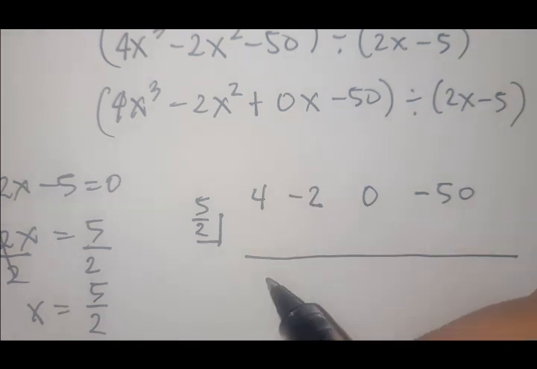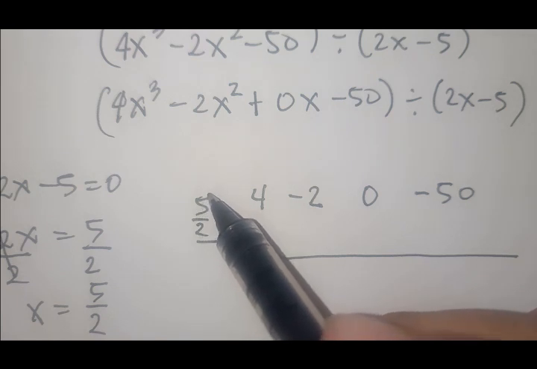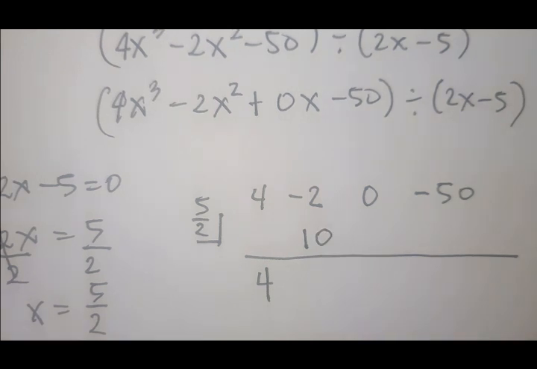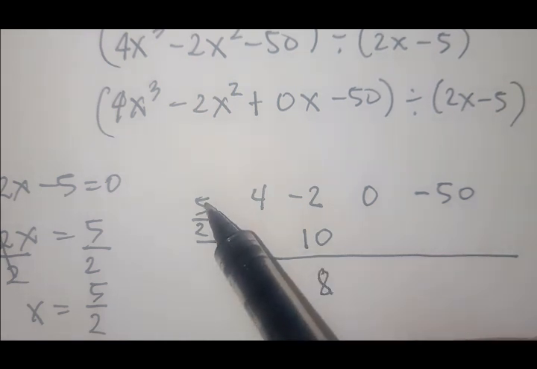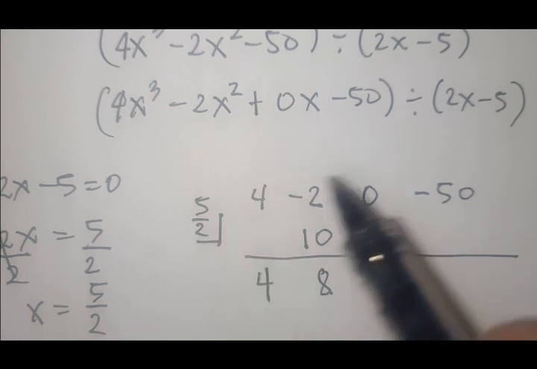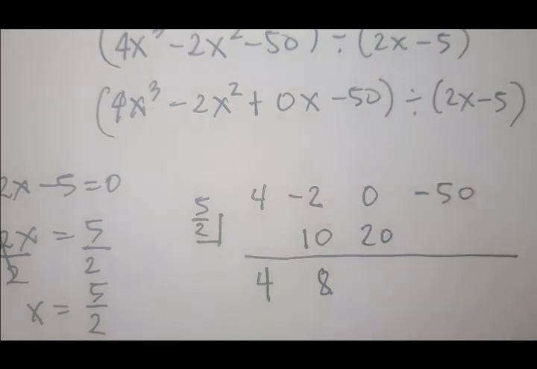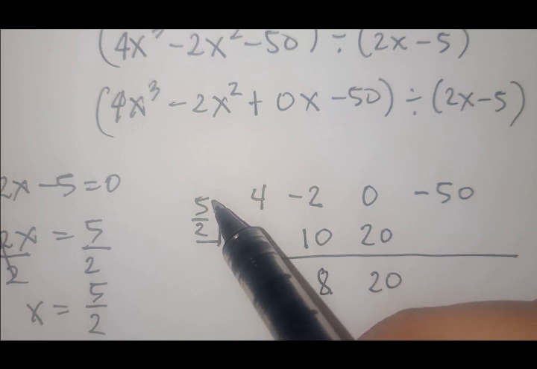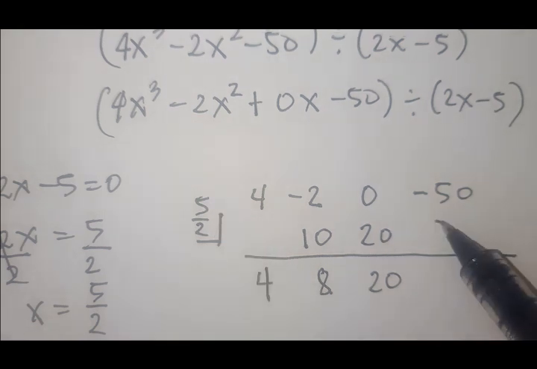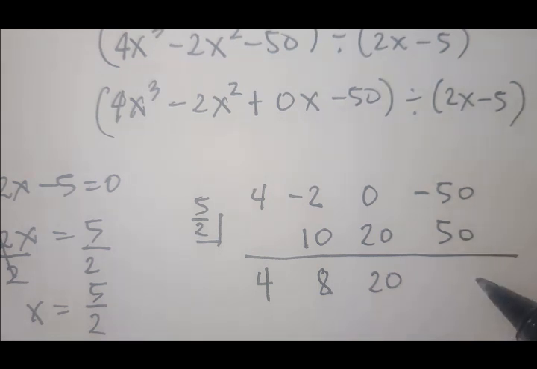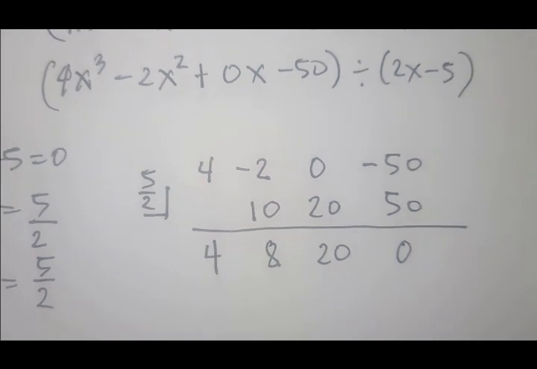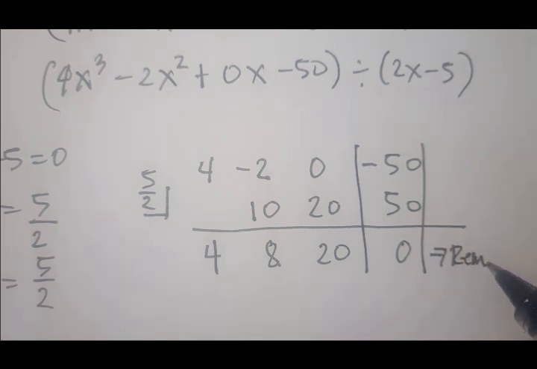So, again, bring down the first term. Then, 4 times 5, you have 20. 20 divided by 2 will give you 10. So, subtract natin ito. You have 8. So, 8 times 5 will give you 40. Divided by 2 will give you 20. So, we have 20 here. 20 times 5 is 100. Divided by 2 will give you 50. So, negative 50 plus 50 is 0. Again, itong part na ito, dito natin nakuha yung remainder. So, the remainder is 0.